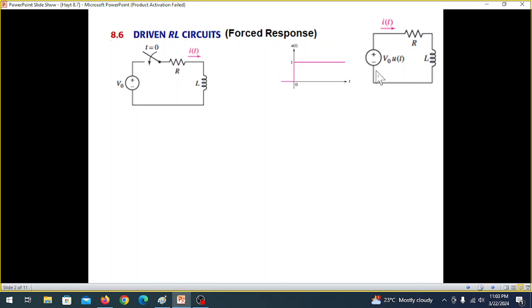Then we can replace this switch by modifying V0 with u(t). You know the unit step function is 0 before t equal to 0 and has a value of 1 after t equal to 0. So if we multiply V0 with u(t), it is the same as closing the switch at t equal to 0.